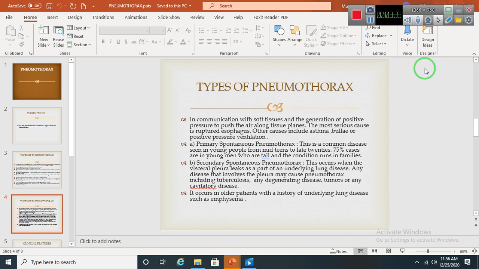Secondary spontaneous pneumothorax occurs when the visceral pleura leaks as a part of an underlying lung disease. Any disease that involves the pleura may cause pneumothorax, including tuberculosis, any degenerating disease, tumors, or any cavitatory disease. It occurs in older patients with a history of underlying lung disease such as emphysema.